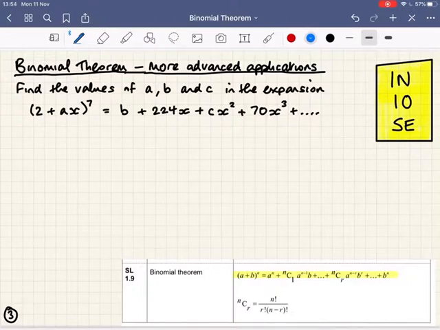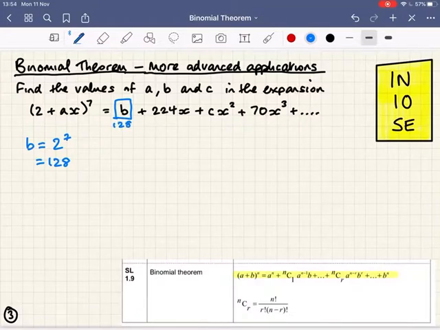Well, the thing that springs out first of all is b. We can find that because we know the first term in this expansion will be our value for a, which here is 2, the first bit of the formula, raised to the power of 7. So we know that b must be equal to 2 to the power of 7, and if we work that out on the calculator, that's 128. So that wasn't too bad. The first term there is 128.